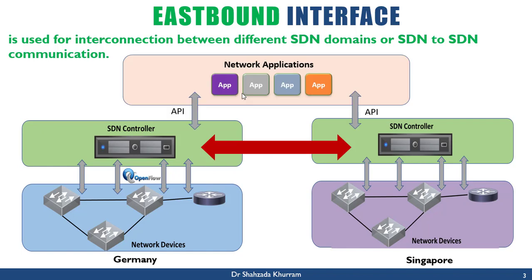In the same way, the application layer uses APIs to control both controllers, and there are some protocols or approaches used on the eastbound interface to connect SDN controllers, like the SDNI protocol, the Hyperflow protocol, or the Onyx protocol. We can use these to connect more than one SDN controller to each other. So here is how the eastbound interface works in a multi-SDN controller environment.